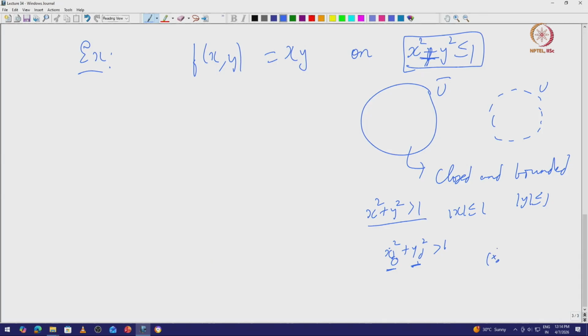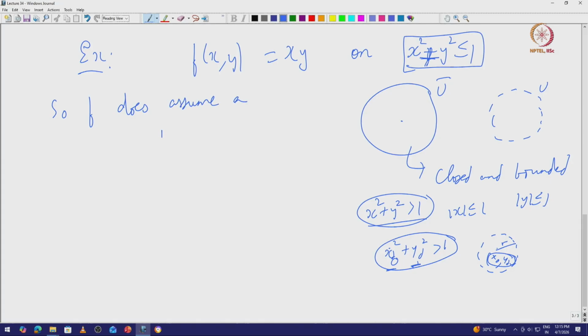That is, I would want you to actually find an open ball of some small enough radius r, so that if this satisfies this condition, then every point in the open ball should also satisfy this condition. That would prove that the complement is open and therefore this set is closed. Since it's easy enough, I urge you to do this on your own. Okay, so this is a compact set. So f does assume a global max and a min somewhere.